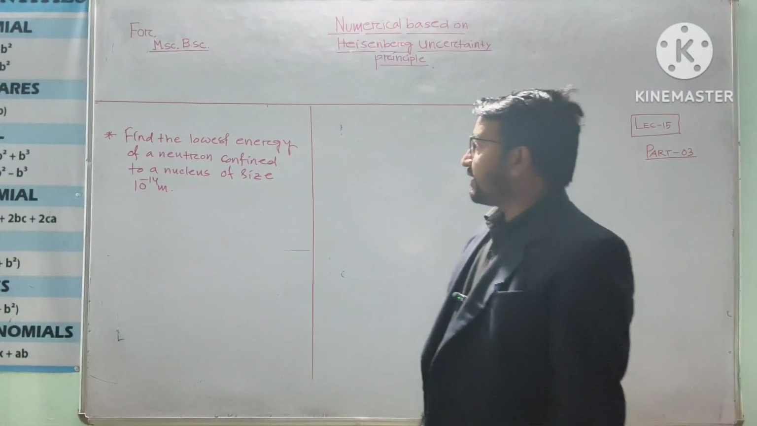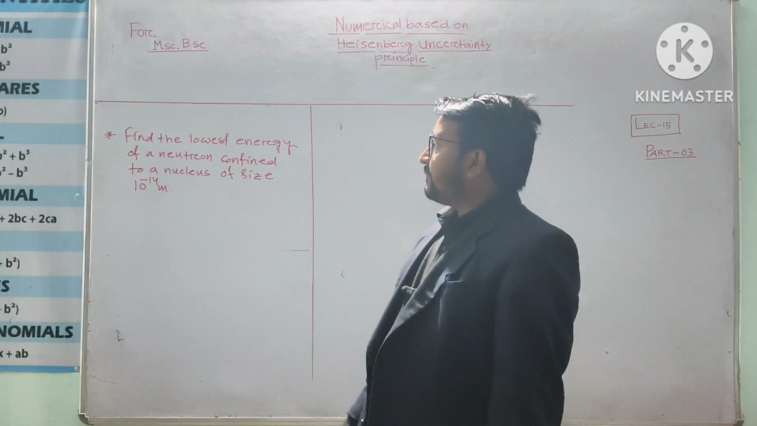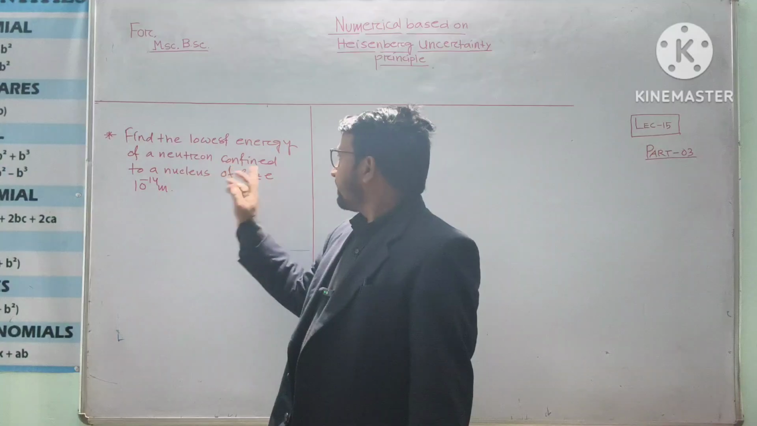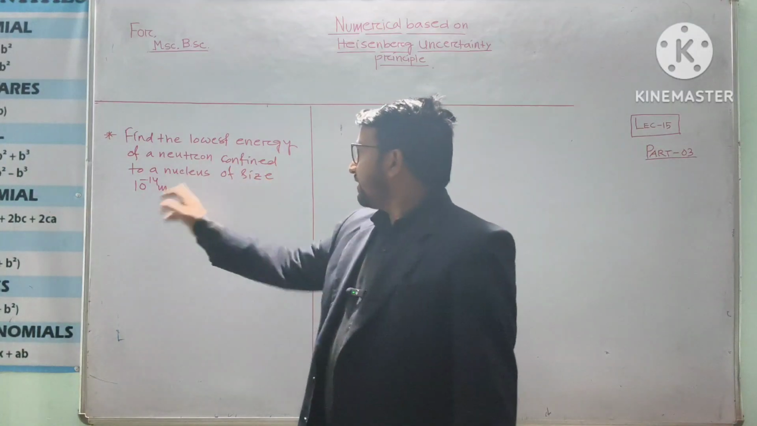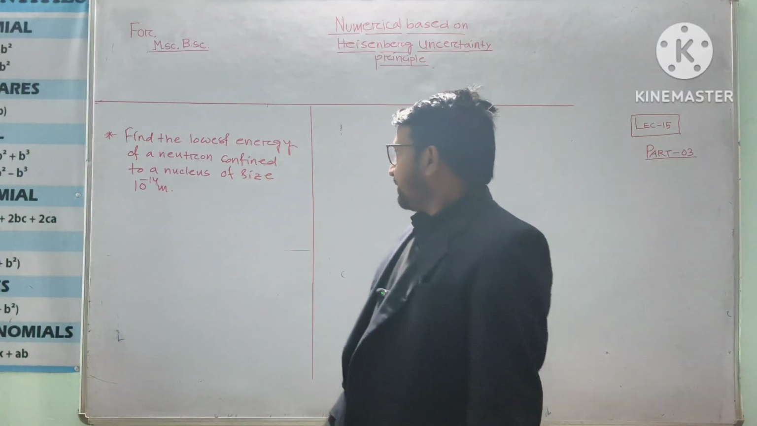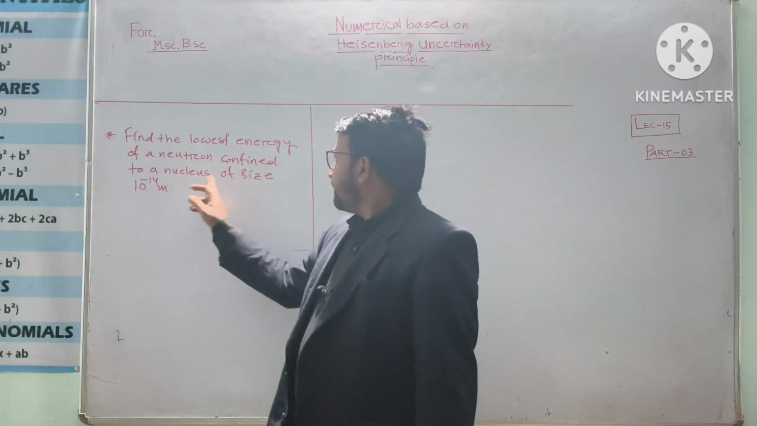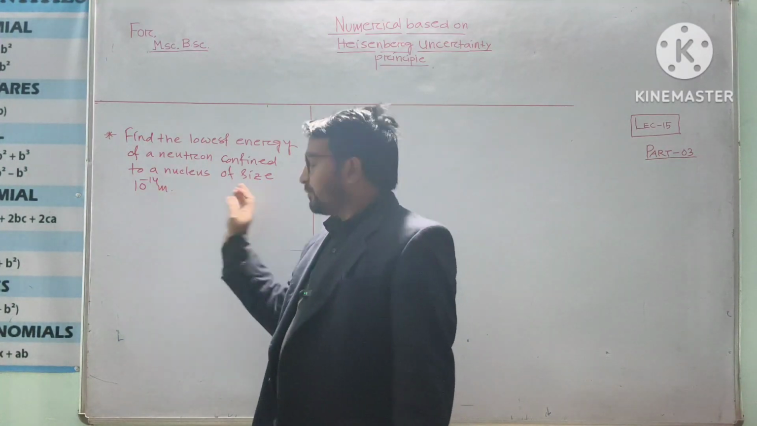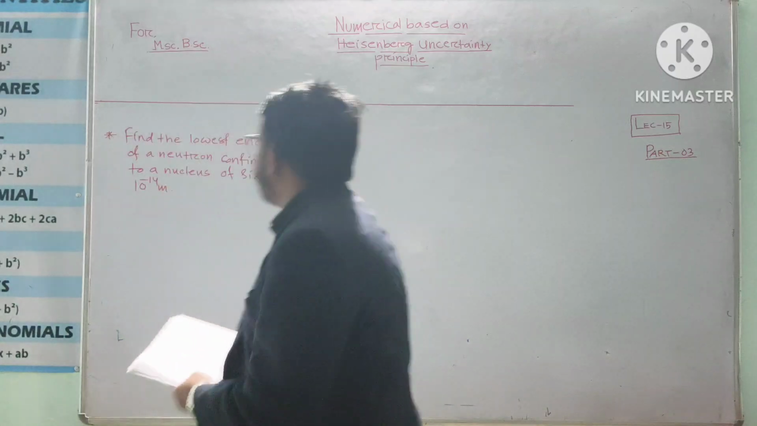Okay, our next numerical problem is this. The statement of this problem: find the lowest energy of a neutron particle confined to a nucleus of size 10 to the power minus 14 meter. So confined to a nucleus of size 10 to the power minus 14 meter. So it is clear that this is the uncertainty in position. Okay.